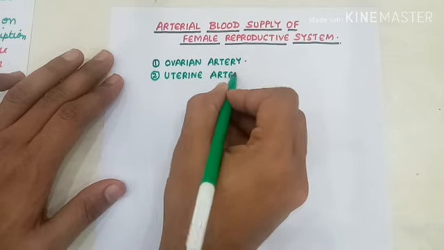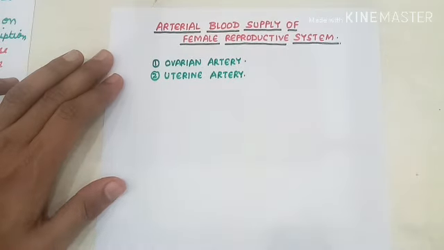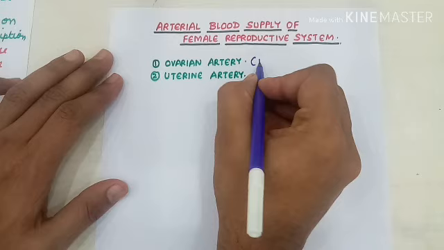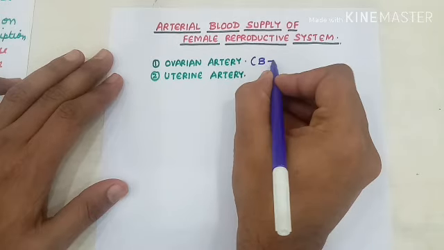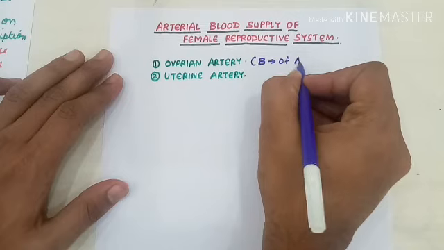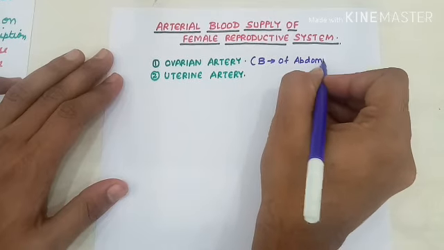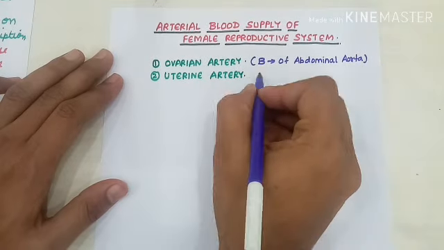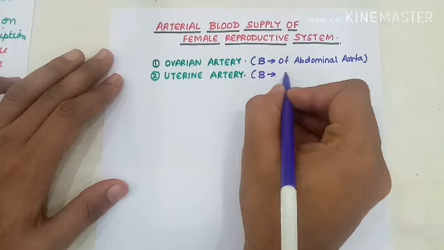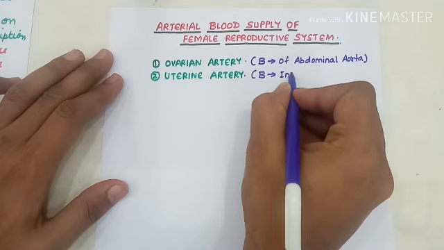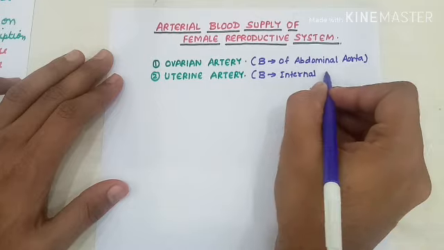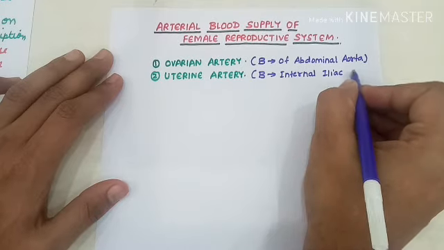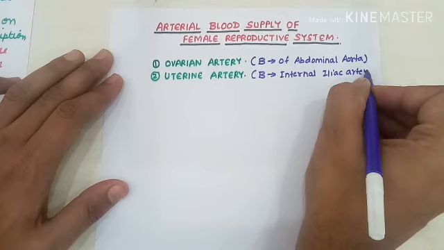Okay, the uterine artery is a branch of the internal iliac, and the ovarian artery is a direct branch of the abdominal aorta. B for branch of abdominal aorta. And the uterine artery is a branch of the internal iliac artery. This we have to remember.